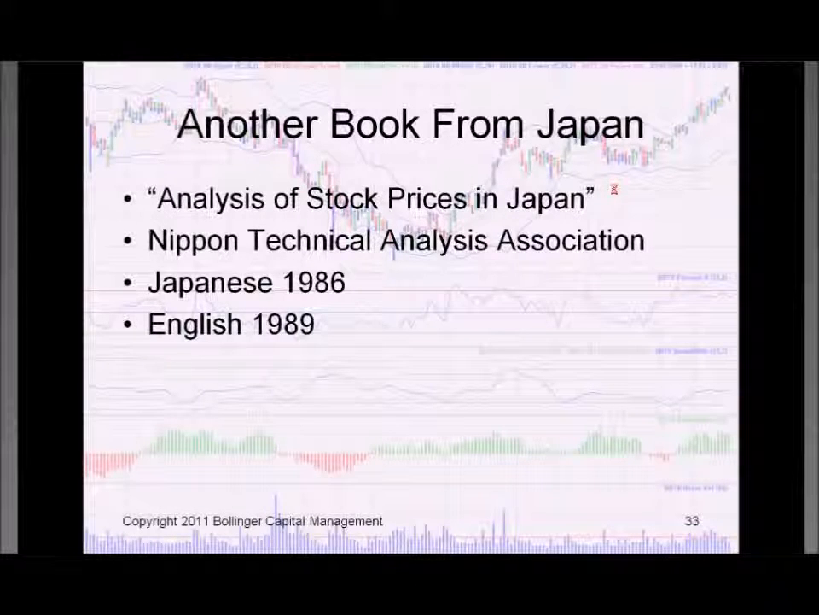And the second book that I got was actually written by the Nippon Technical Analysis Association, which was the Japanese technical analysis group. It was published in Japanese in 1986, and that is the copy that I got in Japanese. It was pretty fun to go through and look at the charts and try to figure out what was going on in the book, but it wasn't until 1989 that I got an English copy. So you can see that in the old days, learning about this art was pretty interesting.